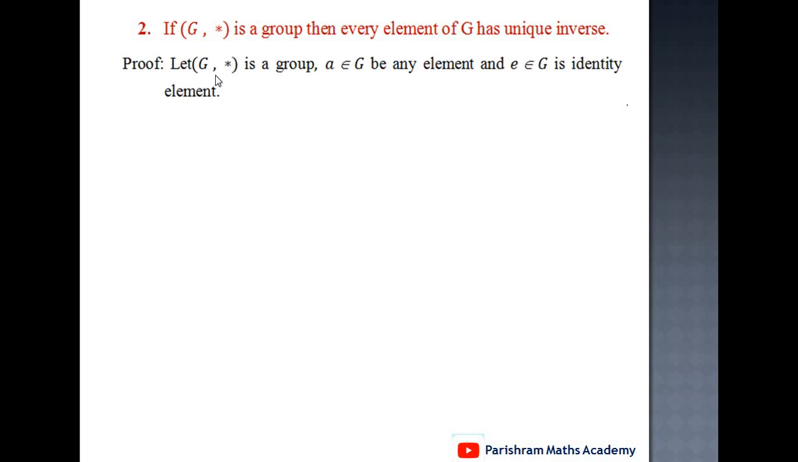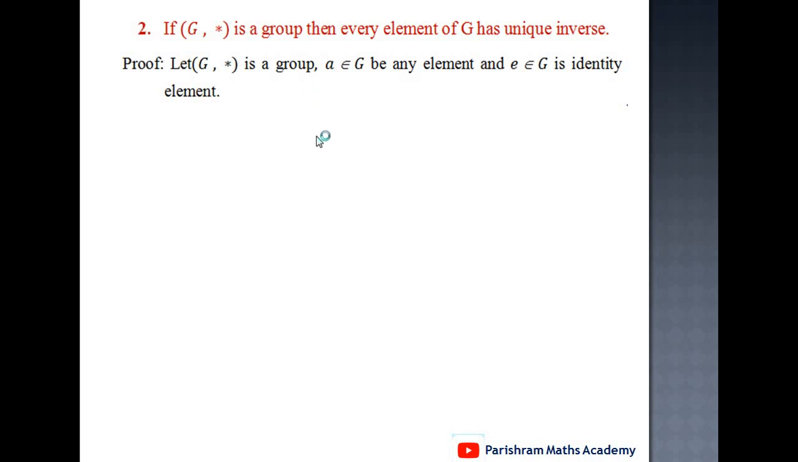Second, if (G, star) is a group, then every element of G has a unique inverse. That is, the inverse is also unique. Proof. Let (G, star) be a group. Let a belongs to G be any element and e belongs to G be the identity element of G.